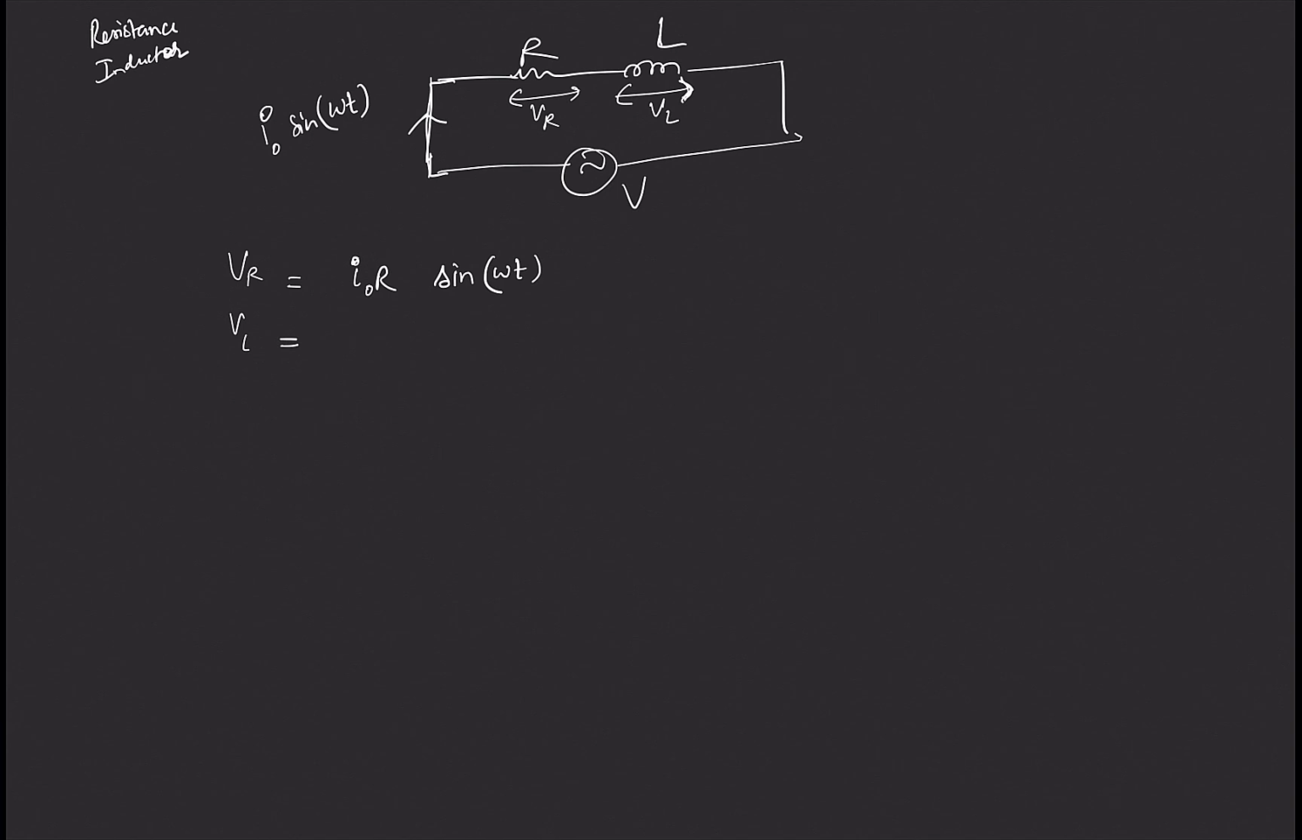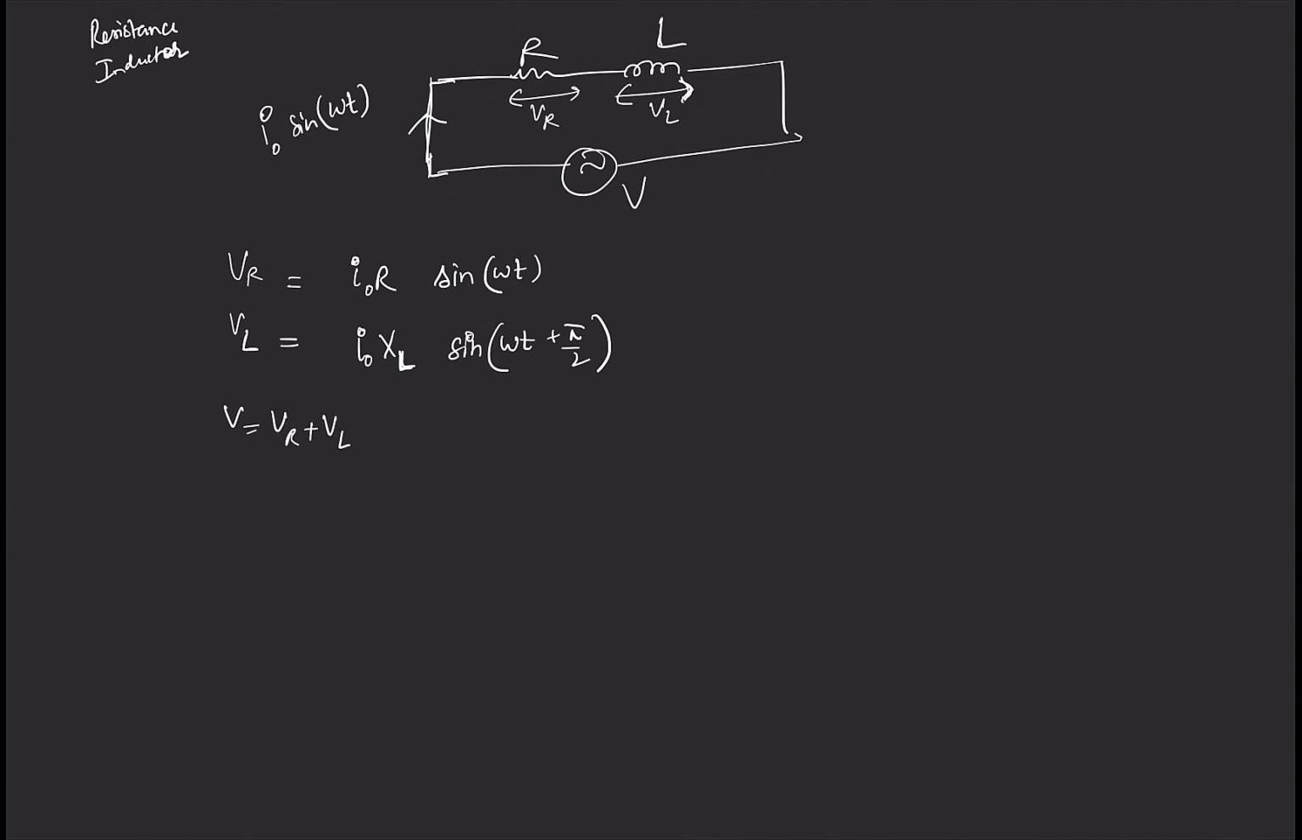In inductance, who leads whom? If you remember, the voltage leads current, so this would be sine of omega t plus pi by 2, and the peak value would be I naught into XL. So net resultant would be V, because V is equal to VR plus VL.